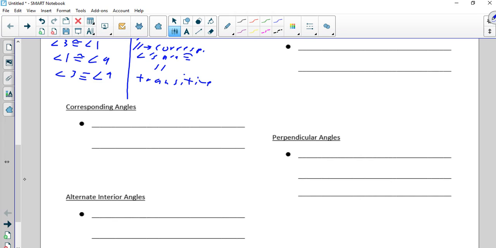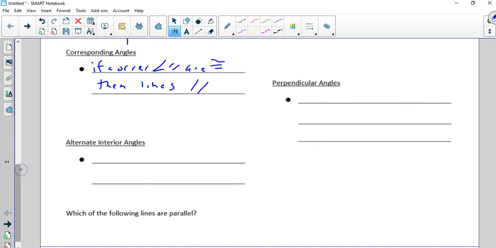Now we're going to go through what we know about these different terms. Now we have been going one direction, we're going to go the other direction now, and say if the corresponding angles are congruent, then the lines are parallel. So if lines are parallel, corresponding angles are congruent. Well, we're going the other direction and saying if we know the corresponding angles are equal, then the lines are parallel.